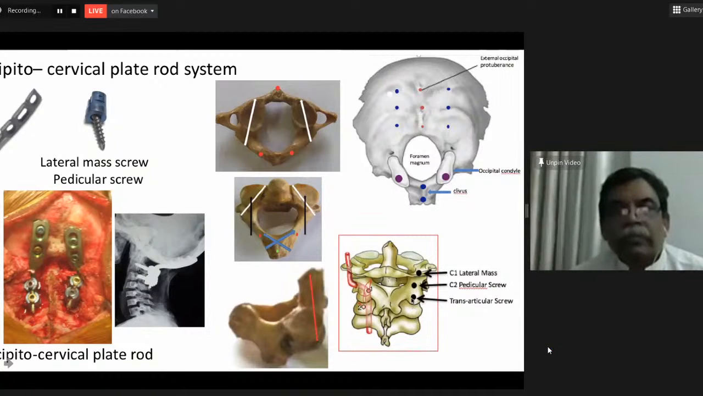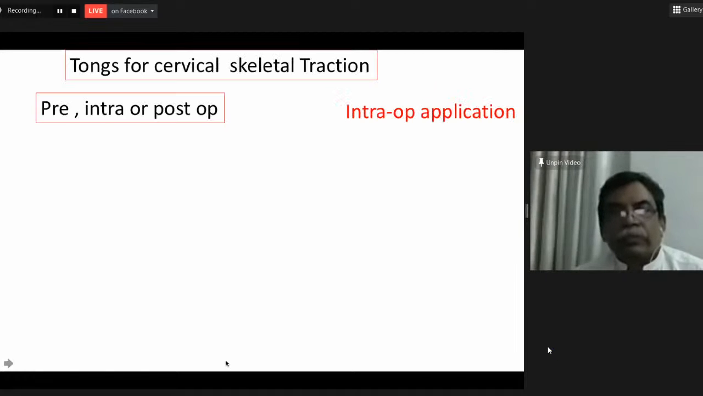So this is the point of entry for the transarticular screw. You take 3 millimeter lateral and 3 millimeter proximal to the inferior edge of the articular process. This is the site for the pedicle screw insertion, and you converge it like this. And this is for the C1 lateral mass screw. So these are the entry points.